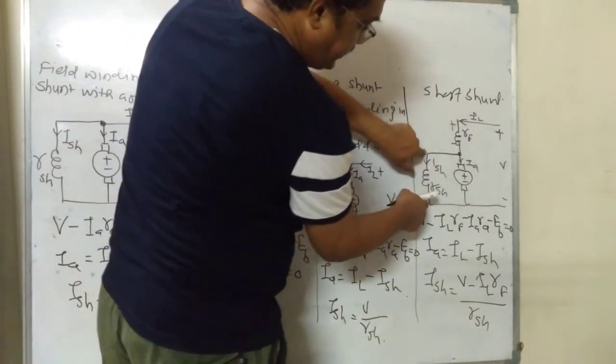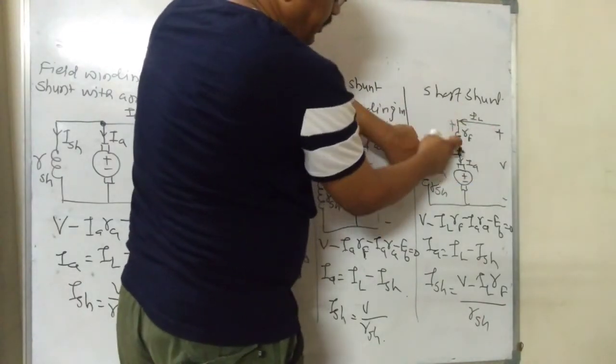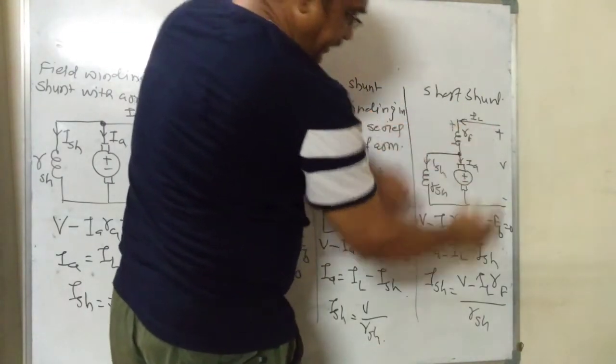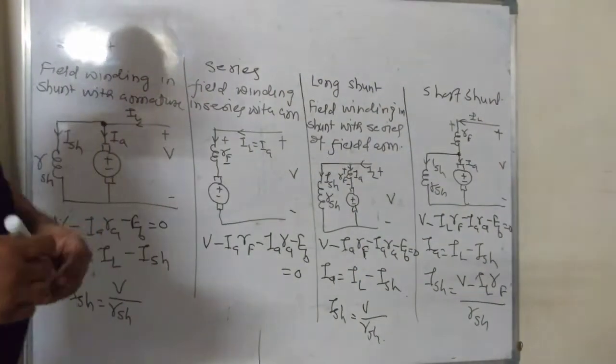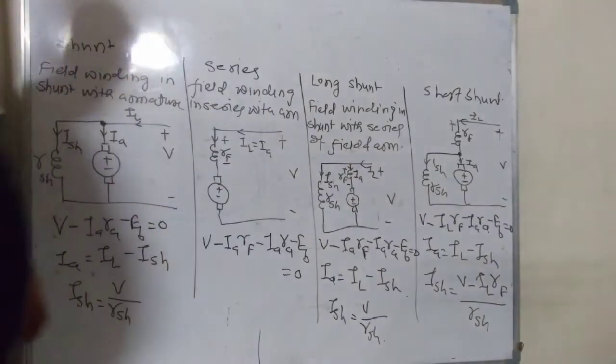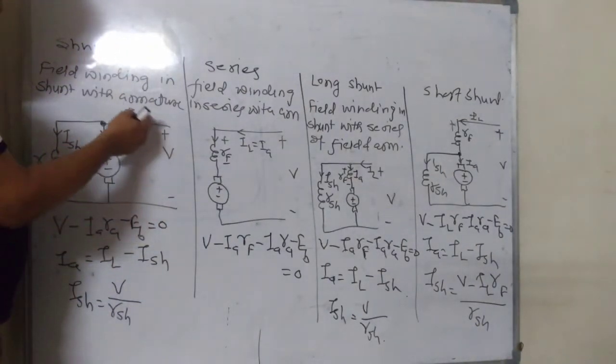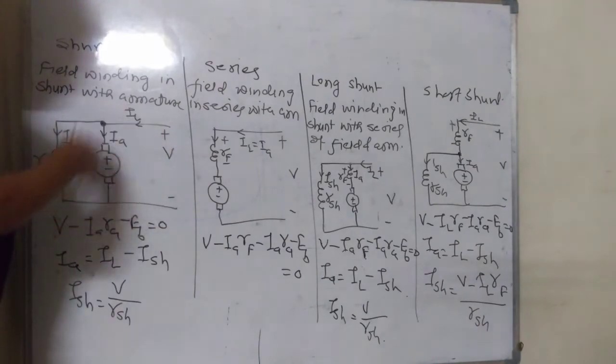And what is voltage across this? This one minus this one. This voltage is V, and voltage across this is current into resistance, IL into RF. Right? So what we have to do? We have to follow the path, start from supply through armature, write the equation.